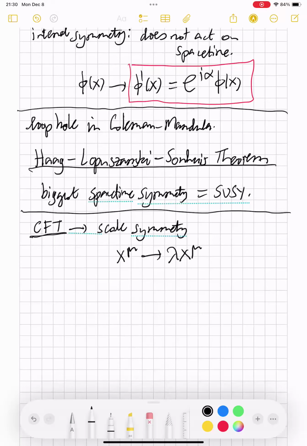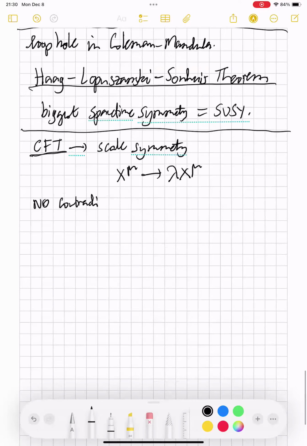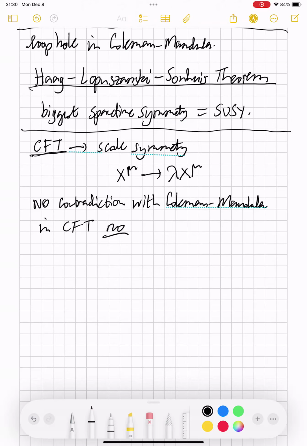Why is it inconsistent? Well, in fact, there's no contradiction with Coleman-Mandula. And the reason for that is that in CFT, there is no S matrix.